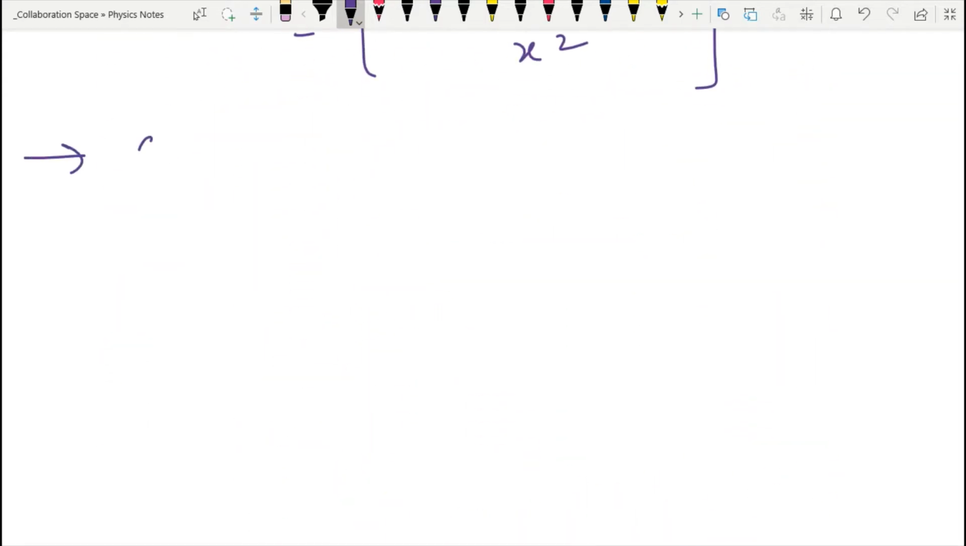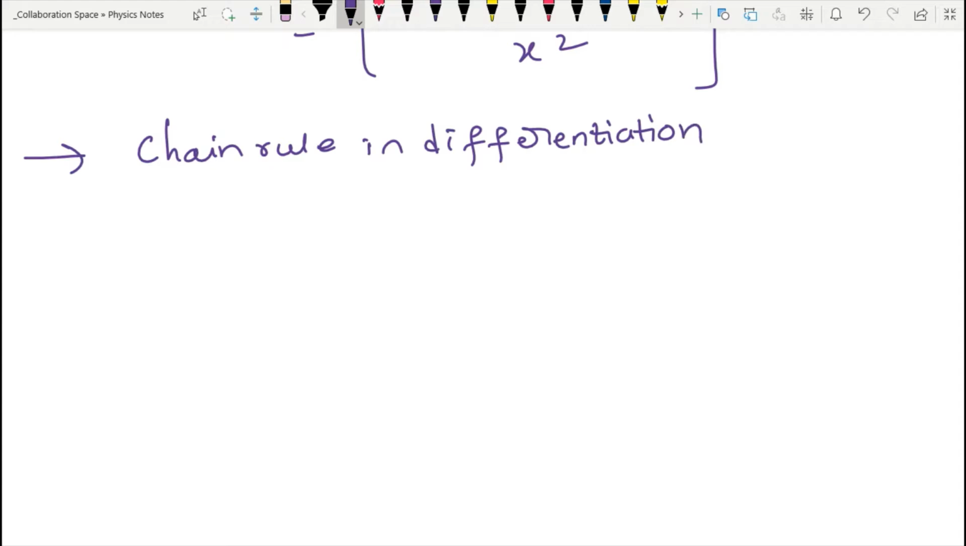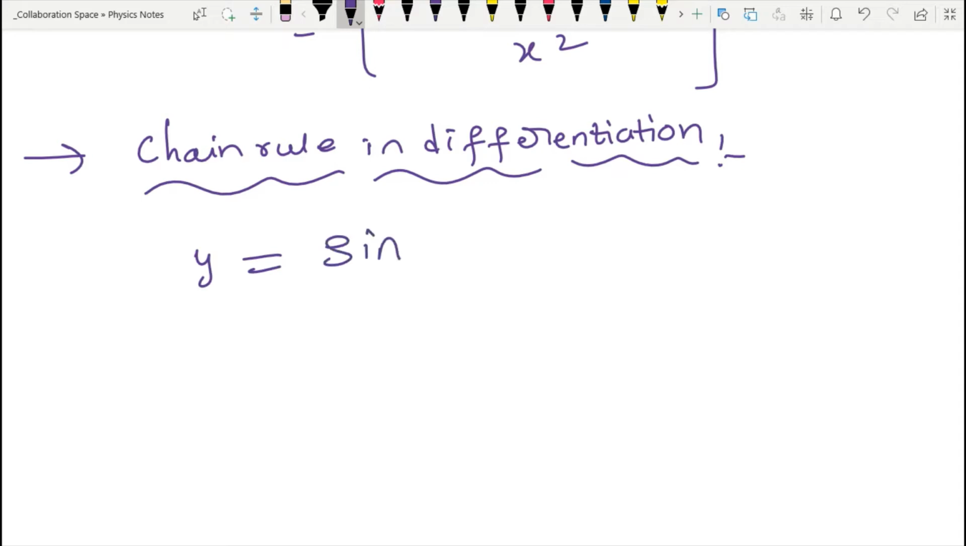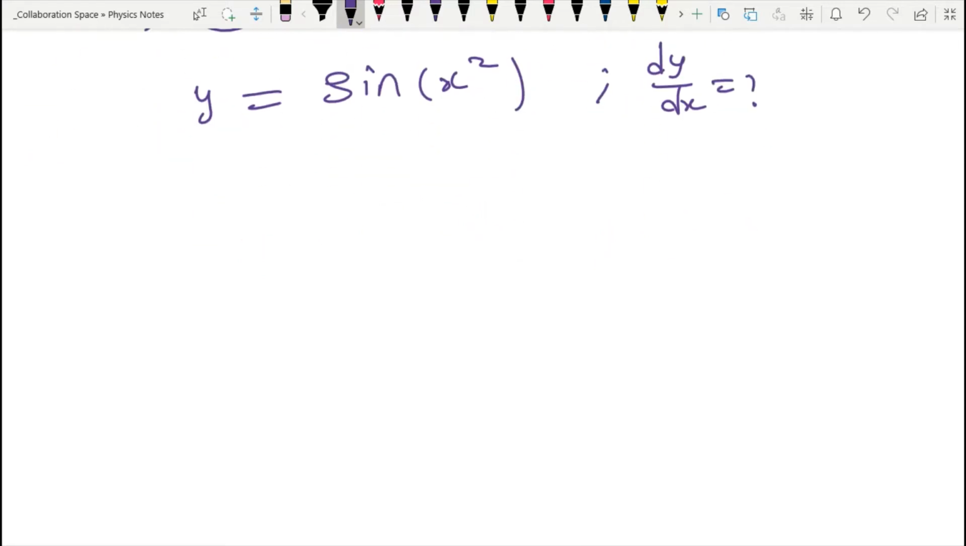Next, chain rule in differentiation. Chain rule in differentiation is also a very important rule. Suppose you are having a function like this, y is equal to sin x square, and you want to find the dy by dx of this function. What you have to do is, first of all, you have to take the form f of g of x.